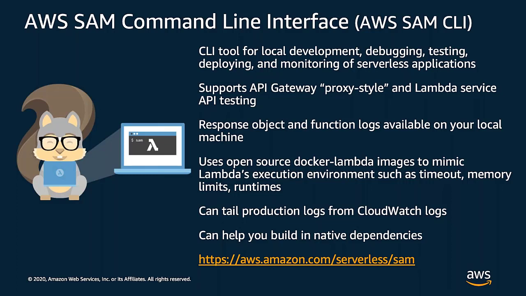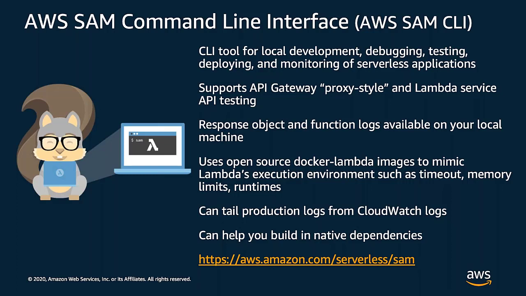When we say local development, we mean that it also supports API Gateway proxy style and Lambda Service API testing locally. That's right, you can run Amazon API Gateway locally on your machine to ensure that it's producing the responses that you expect. It uses an open source Docker Lambda image to mimic Lambda's execution environment in the Amazon Linux 2 environment typically, such as timeout, memory limits, and runtimes. And it can also live-tail production logs from CloudWatch logs.